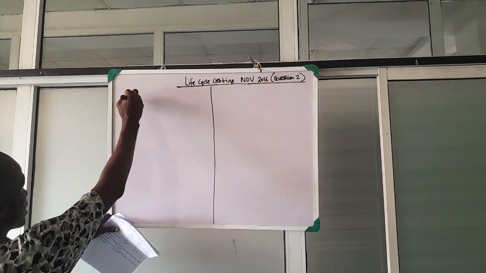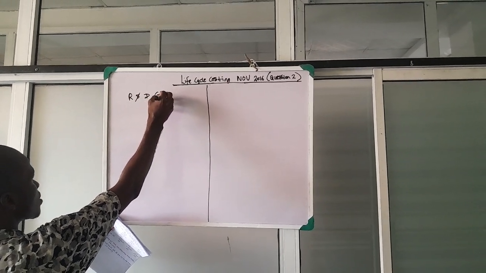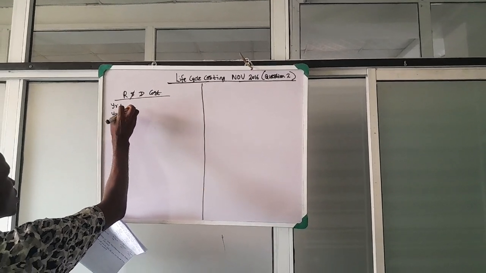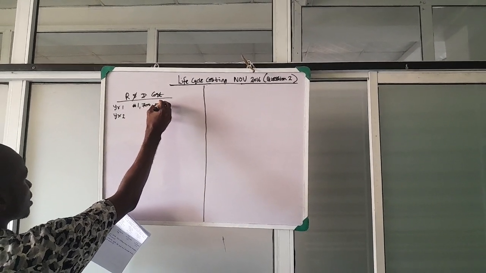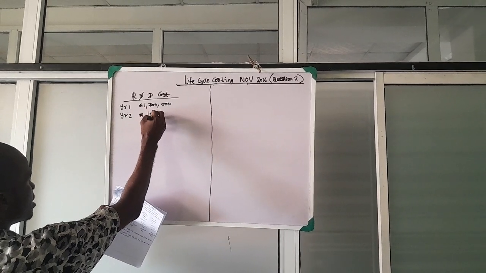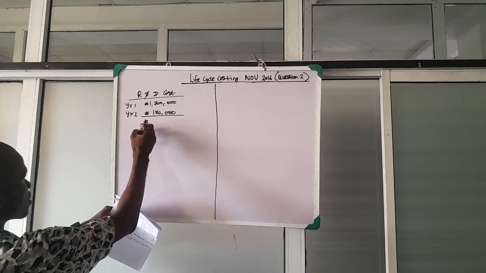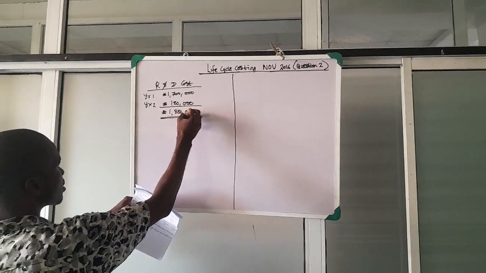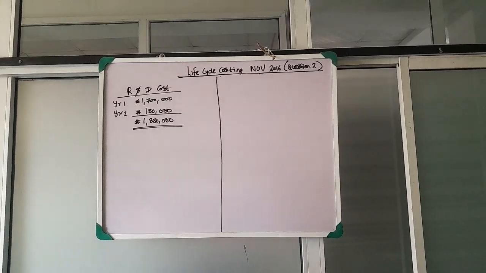At the beginning of the product life, we have research and development cost. Year 1 will have 1,700,000, and year 2 we have 180,000. Addition of the 2 gives us 1,880,000. That is for research and development cost. That was before the start of the product's life.